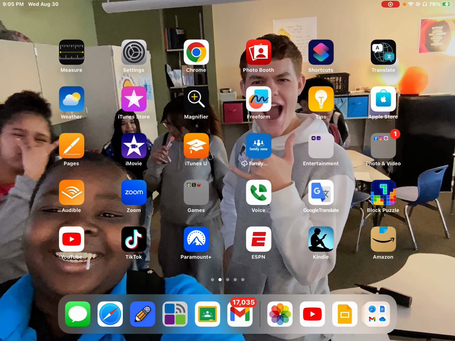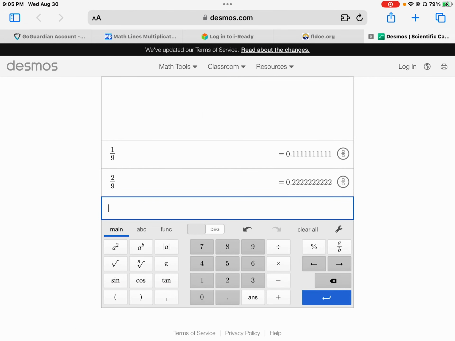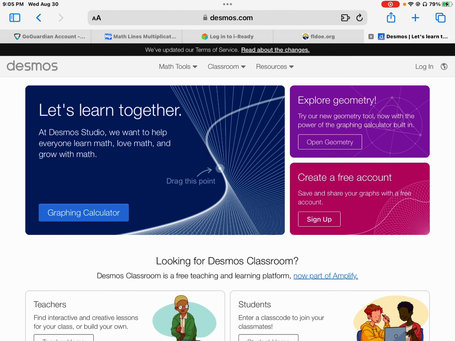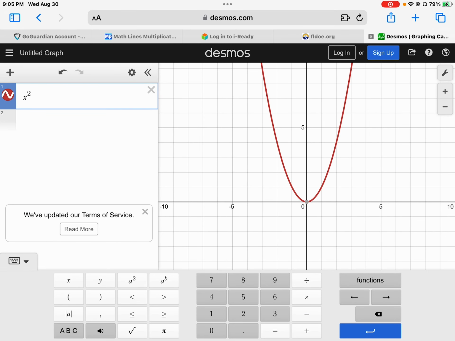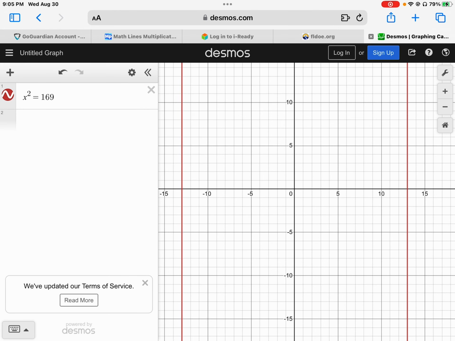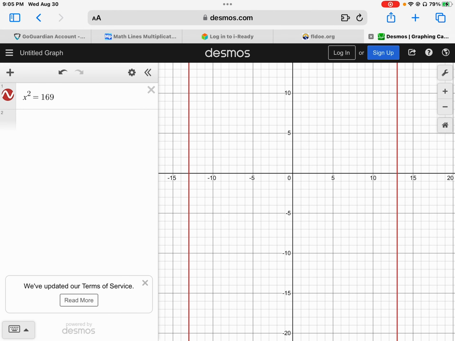Now, if we go to Desmos, graphing calculator, let's just go ahead and make it x for Desmos fun. X squared equals 169. And if we zoom out, this point right here is negative 13. And this point right here is positive 13.